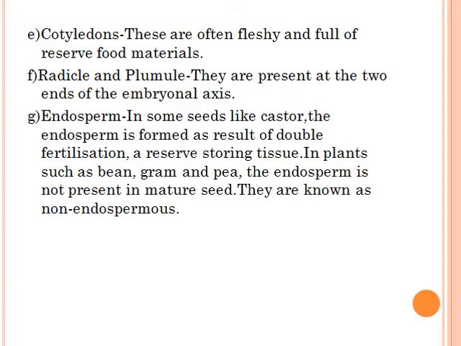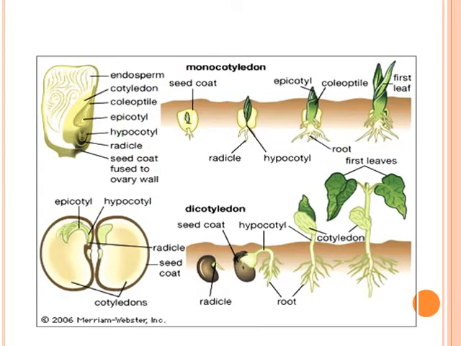Now endosperm. In some seeds like castor, the endosperm is formed by double fertilization. We have studied this in embryology. It is a reserve storing tissue, right? But in some cases like beans, gram and pea, the endosperm is not present in the mature state. These types of seeds are known as non-endospermous.